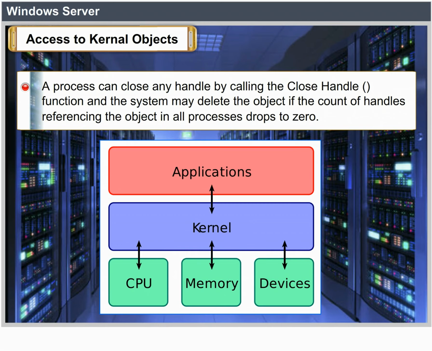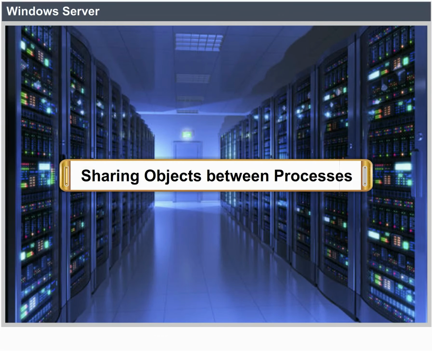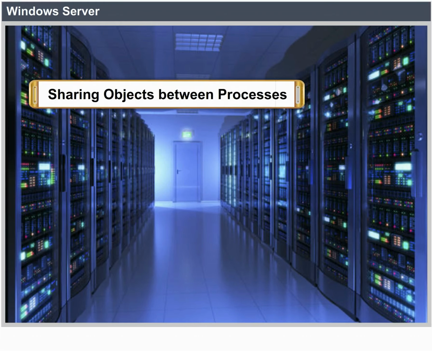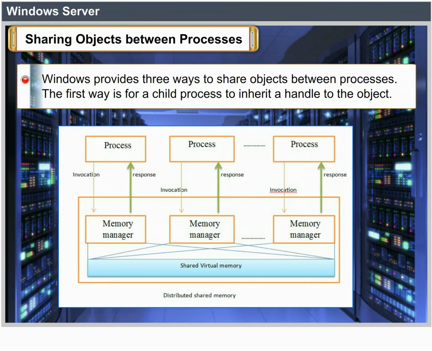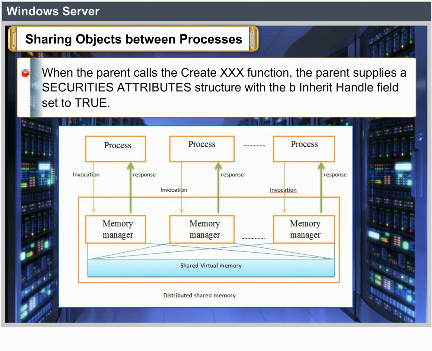Sharing objects between processes. Windows provides 3 ways to share objects between processes. The first way is for a child process to inherit a handle to the object. When the parent calls the CreateXXX function, the parent supplies a security attributes structure with the bInheritHandle field set to true. This field creates an inheritable handle.